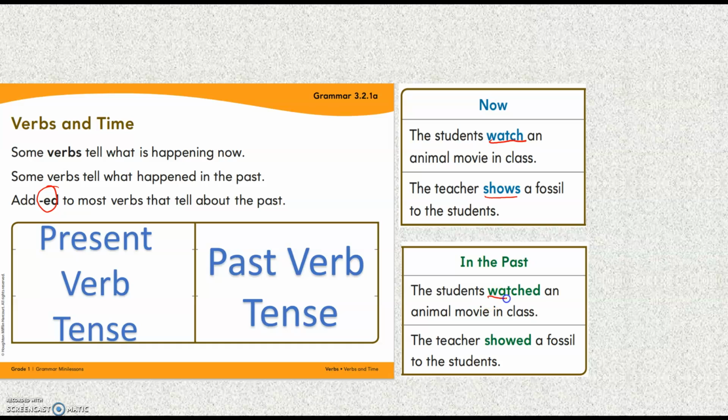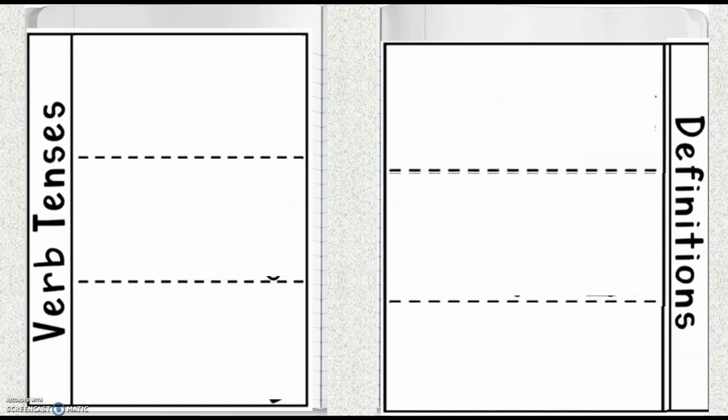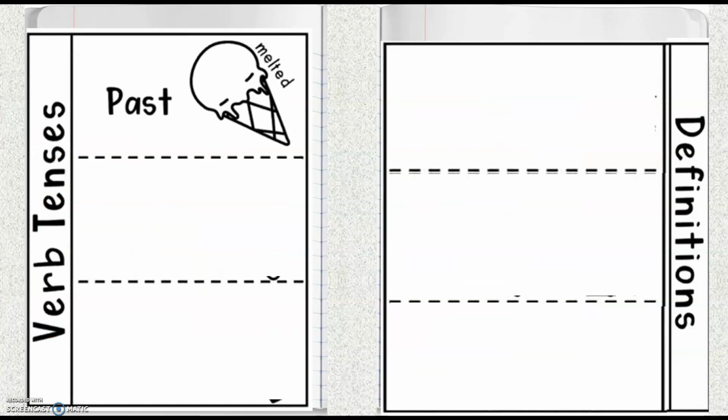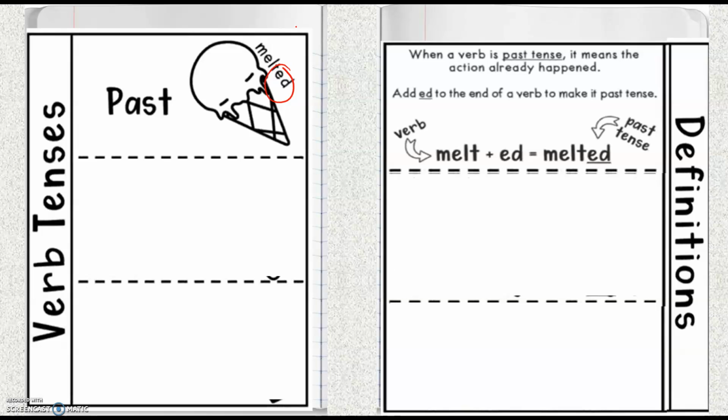The students watched an animal movie in class. Now, that is something that happened in the past. If you notice, we added ed to the ending. The teacher showed a fossil to the students. Again, we changed the show in the now by adding ed, and that helps us know that it happened in the past. Let's review. When something happens in the past or when a verb tense is in the past, we are going to be adding that ed ending.